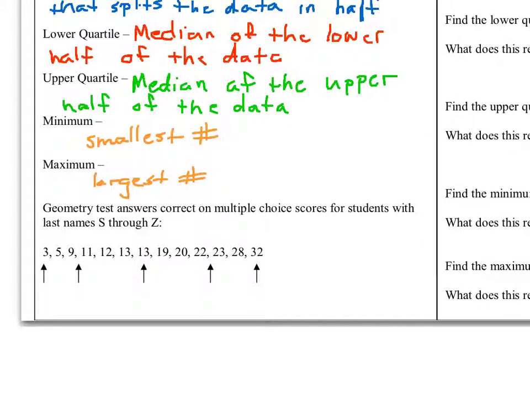So I have taken the data from our geometry tests, multiple choice portion, and I have taken out the subsection here of people whose last names are S through Z. And I want to go ahead and label on this what these different arrows represent in the data. So the arrow on the far left represents what part of our data? Which of these 5 vocabulary terms does this very first arrow represent? Sarah? Minimum. So you're going to label that as the minimum.